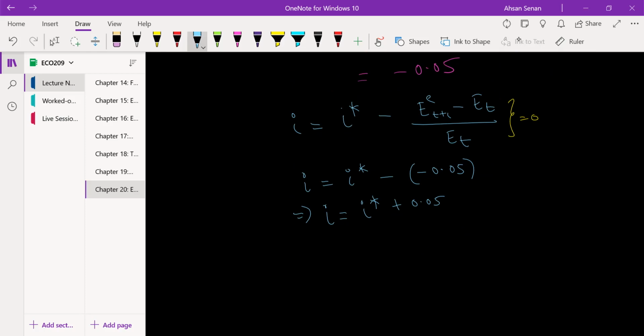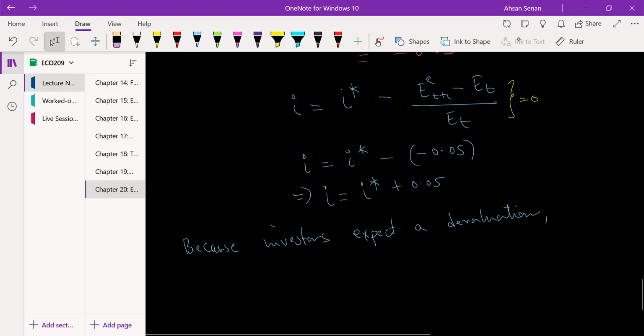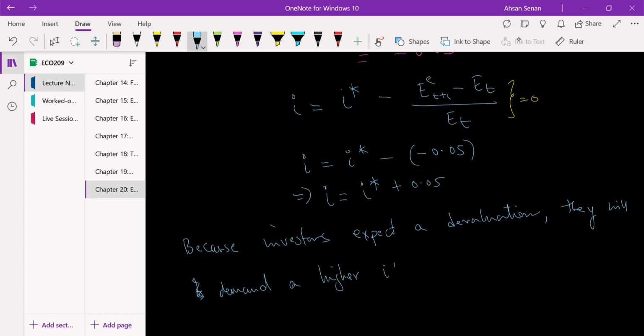It means that because investors expect a devaluation, once again, as I said, the government may have actual plans to devalue the currency, or they may not. This may be purely a rumor. But because investors expect a devaluation, they will demand a higher interest rate.